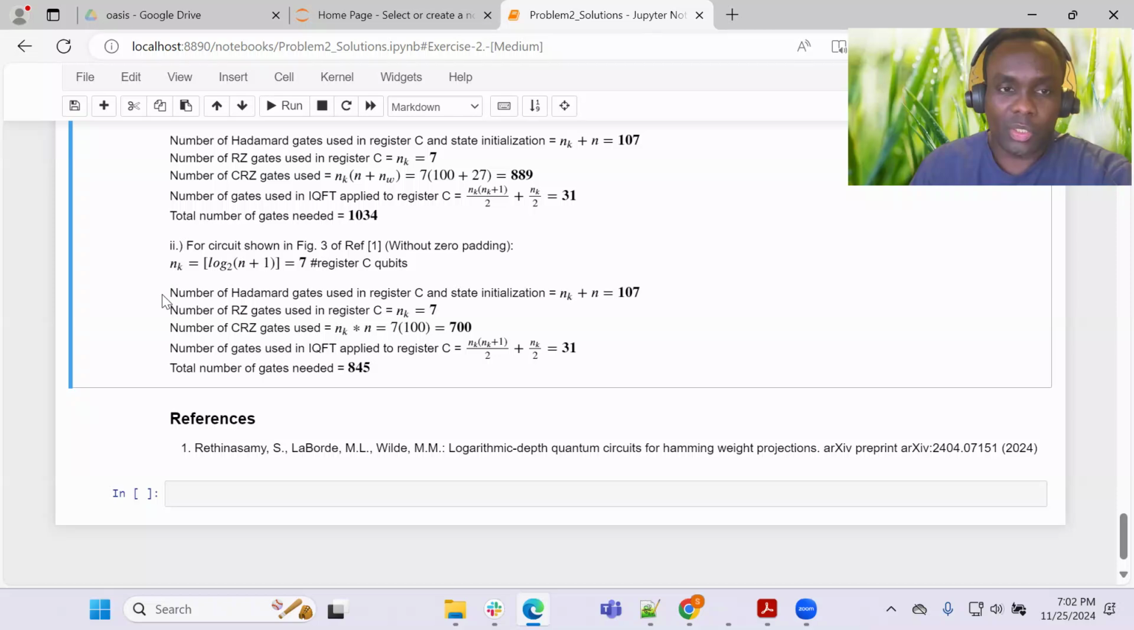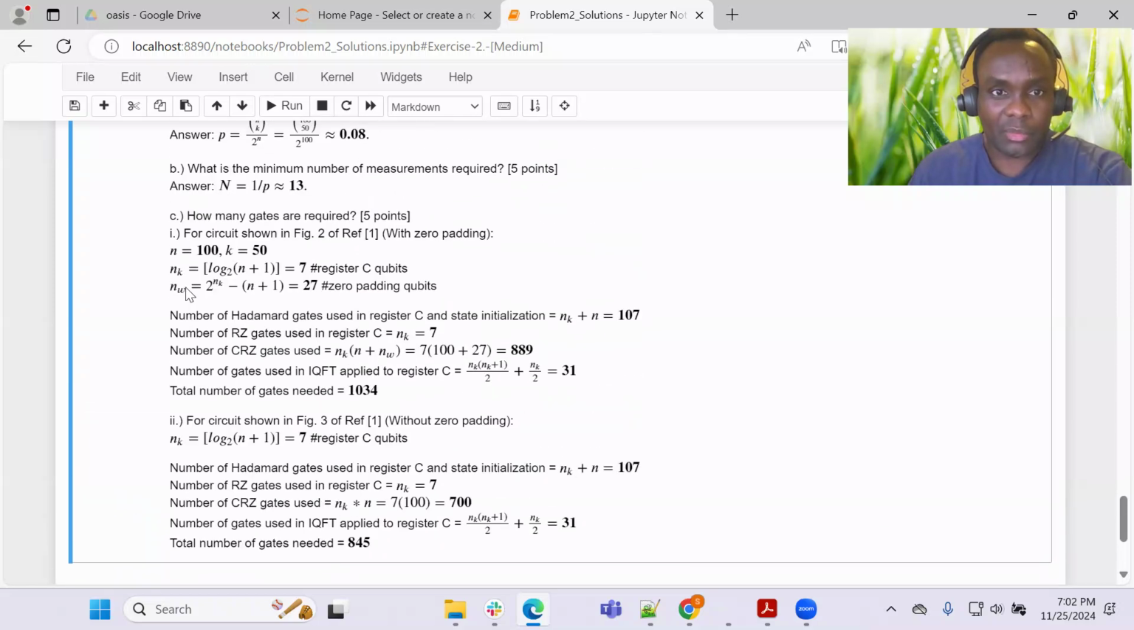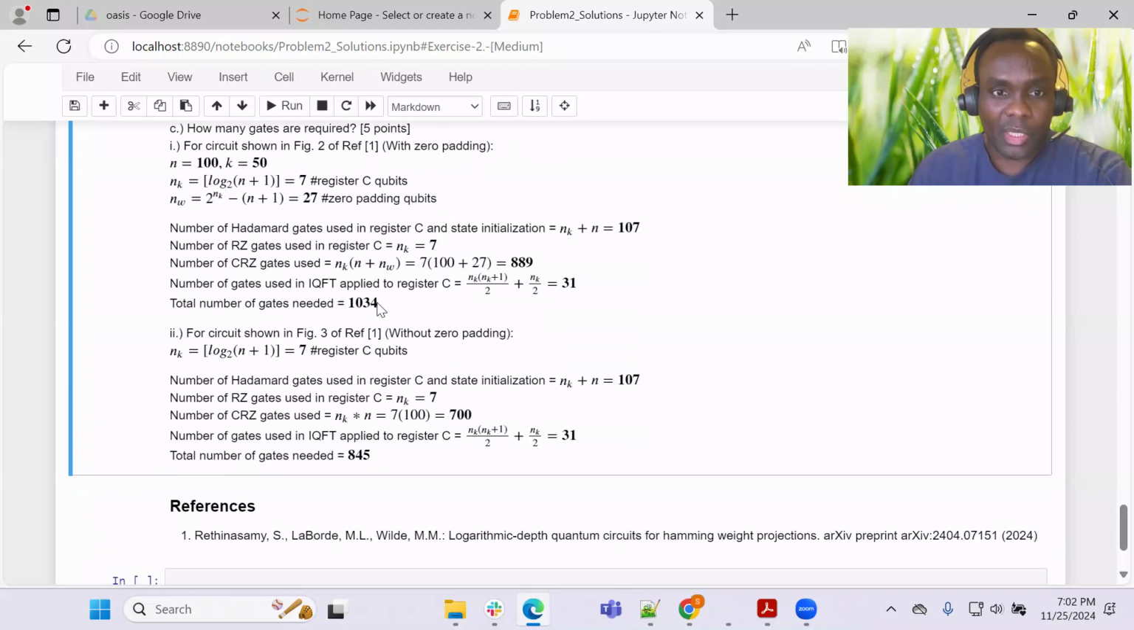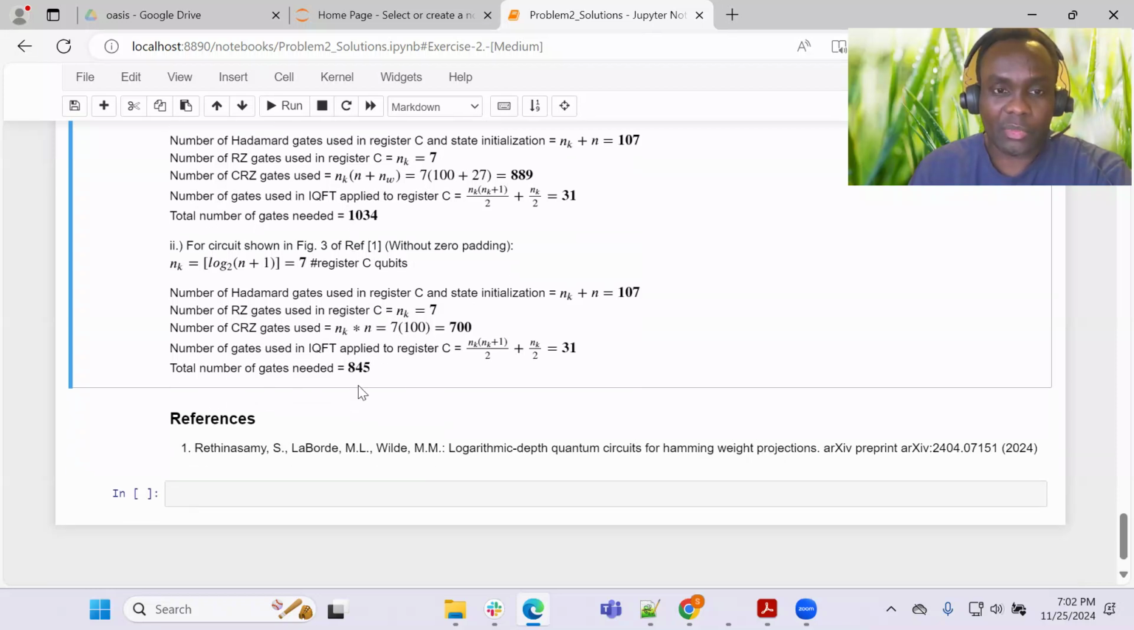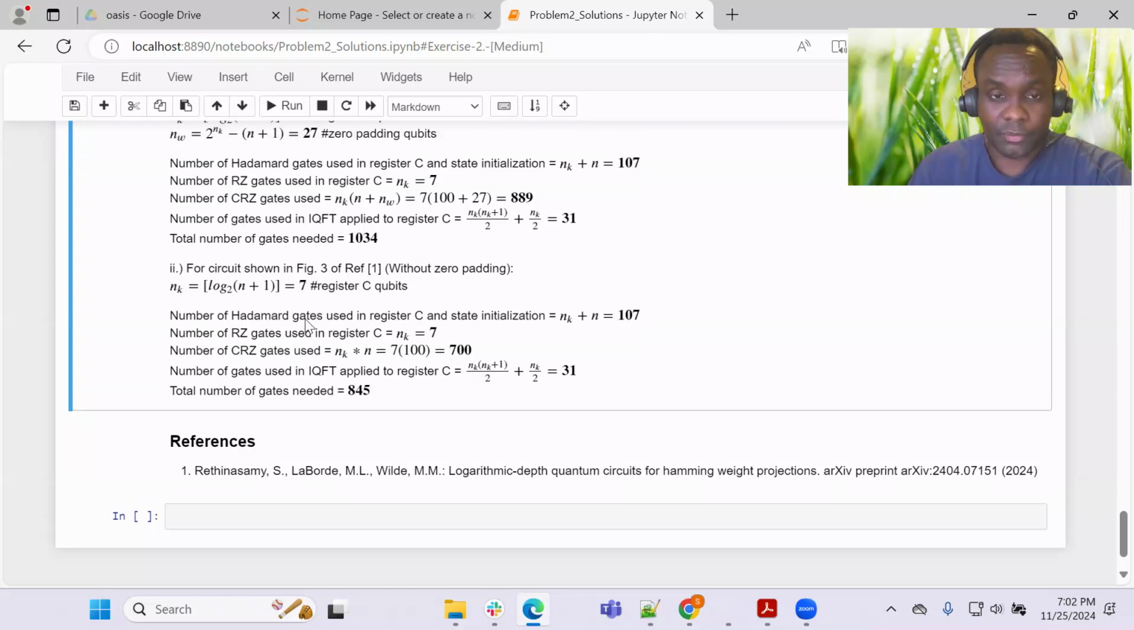Okay, so for part 5C, which is also worth 5 points, it's 1,034 gates for the inefficient implementation of the quantum circuit, and 845 gates for the efficient implementation of the quantum circuit.